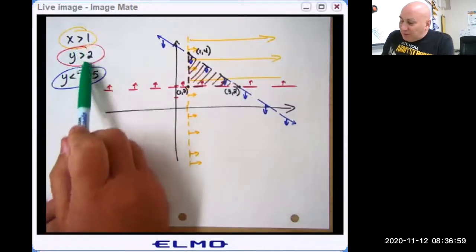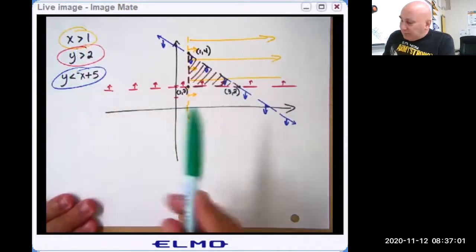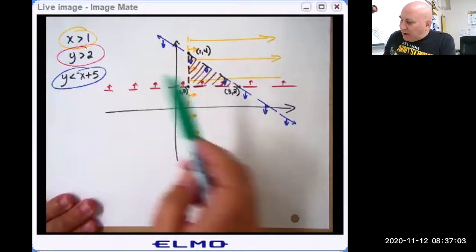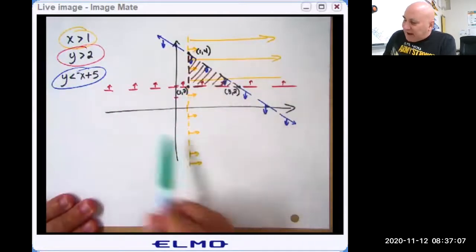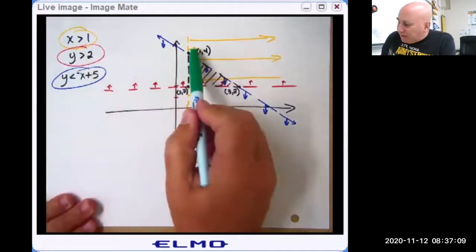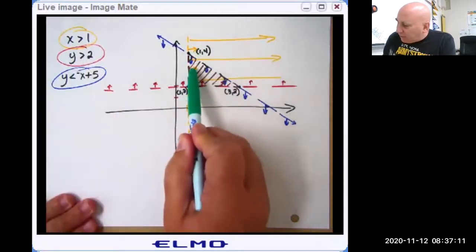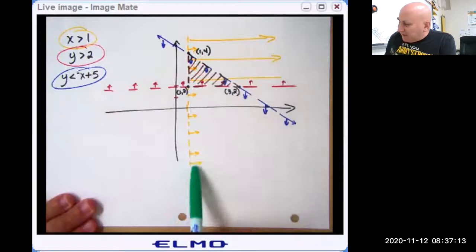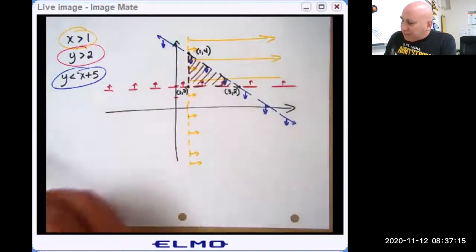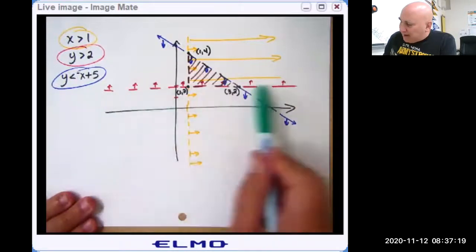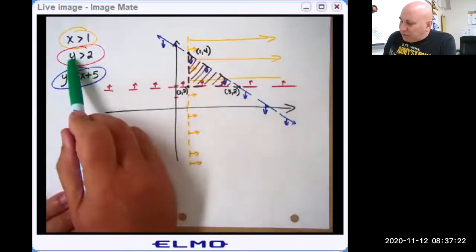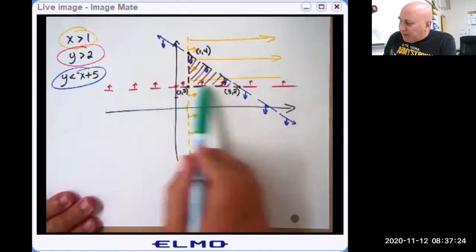I expect that you know how to graph these. So X is greater than 1. I graph the boundary X equals 1. Notice it's dashed because there's no equal sign. And then I just draw these little arrows, to the right, meaning anything to the right. Y is greater than 2. Here's my boundary, Y equals 2. Y is greater than 2 is anything above that.